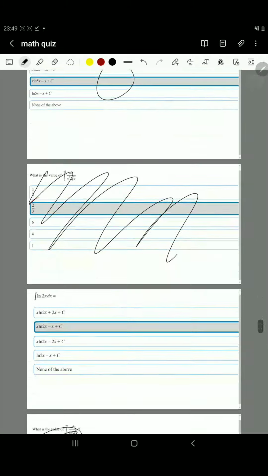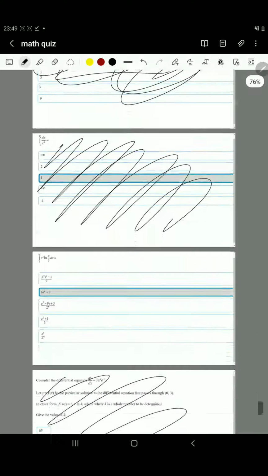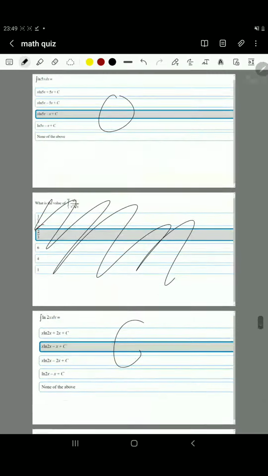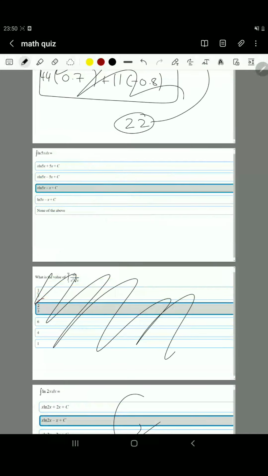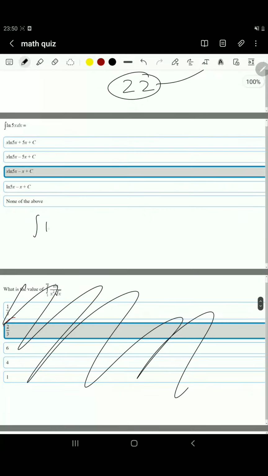Remaining are this question and this question. Anyway, these two questions, this one and this one, are really easy. So let's go. Integral of ln 5x dx. So you have ln 5x multiplied by 1. Anything multiplied by 1 is the thing itself.